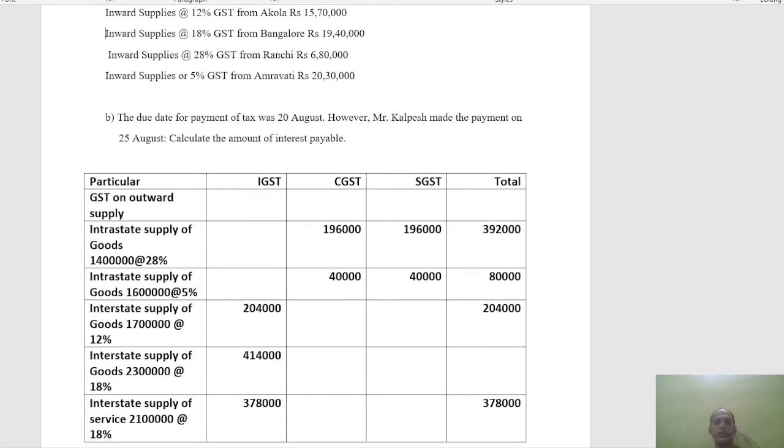That means 5 days late. So first of all, we have to find out the GST on the outward supply. See, these are the supplies as I have told you, the first two supplies are intrastate. So on these you calculate 28% CGST and SGST. When there is a 28% rate and intrastate supply, you have to contribute equally.